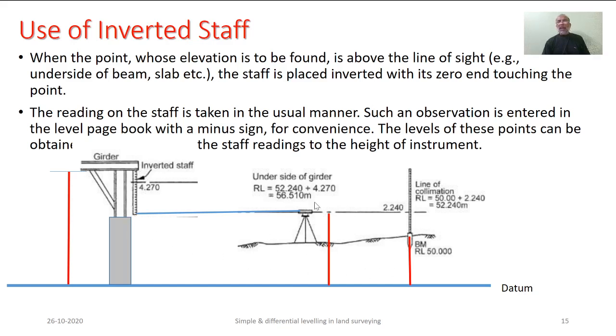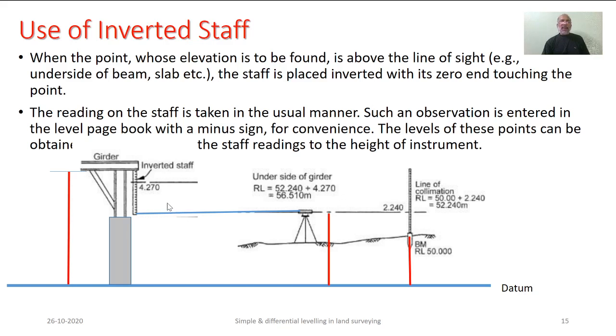Now, as we see, this is our instrument station. After carrying out the temporary adjustments, we have taken the reading on the benchmark having reduced level of 50 meters. The actual staff reading is 2.24 meters. Hence, the HI, the way we considered, has to be 50 plus 2.24, that is 52.24 meters. Now, as we discussed previously, we have to deduct all the readings taken subsequently in order to determine the reduced level.